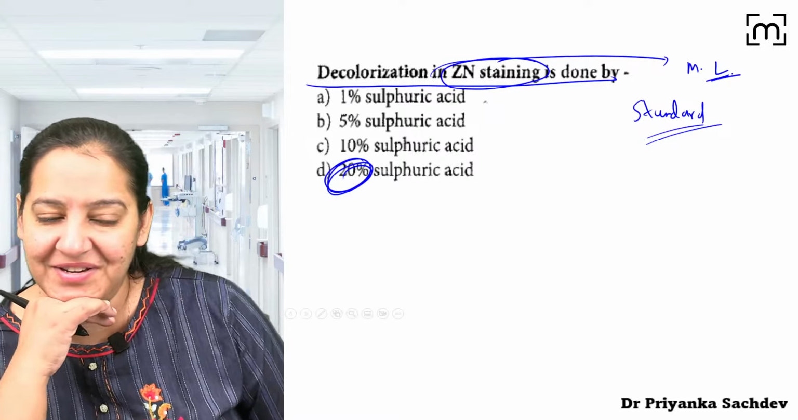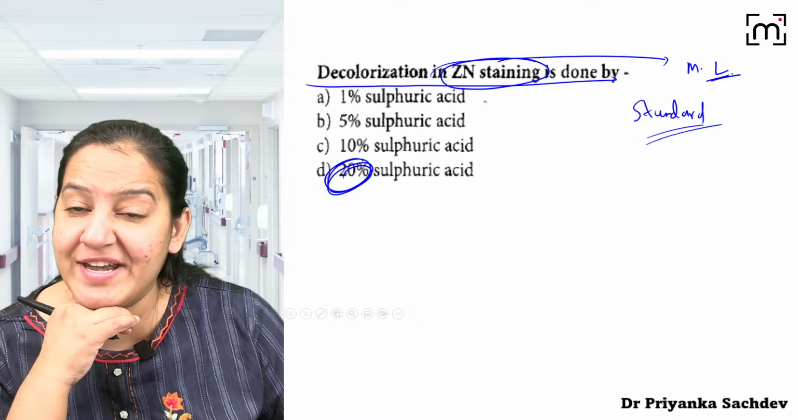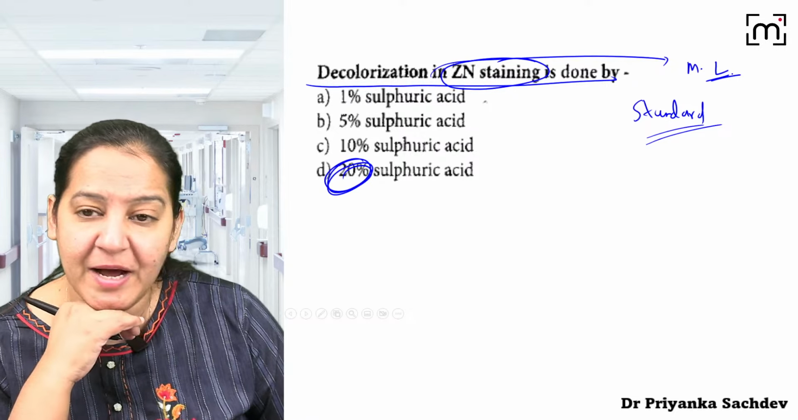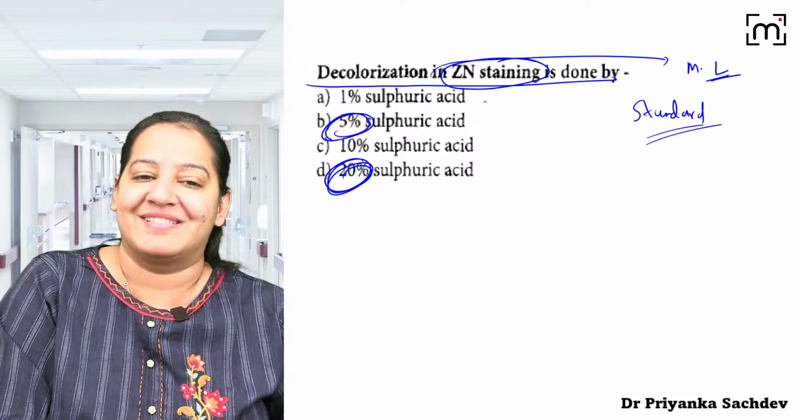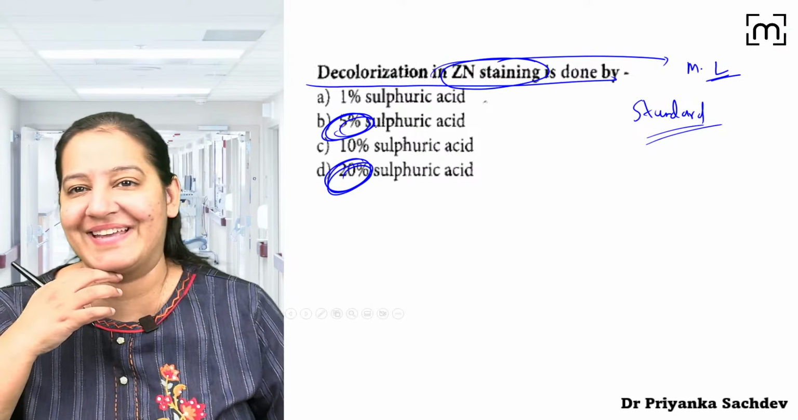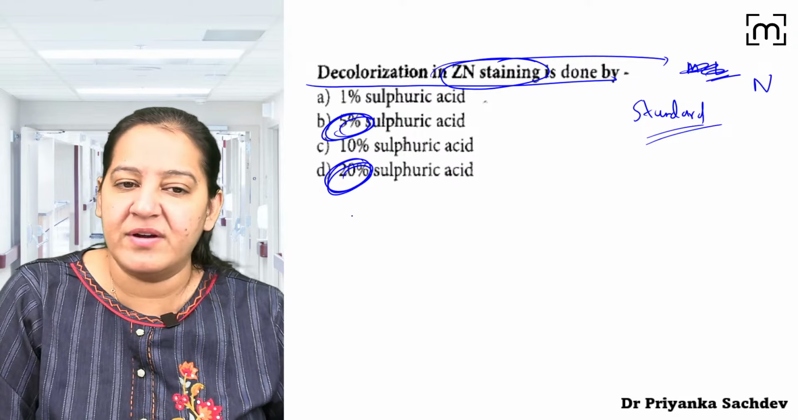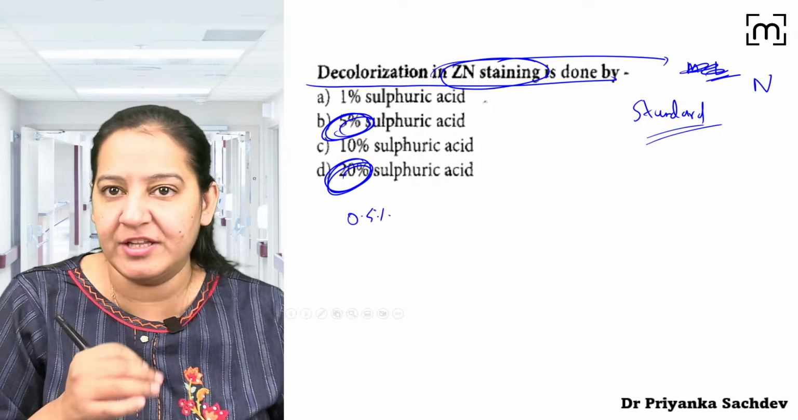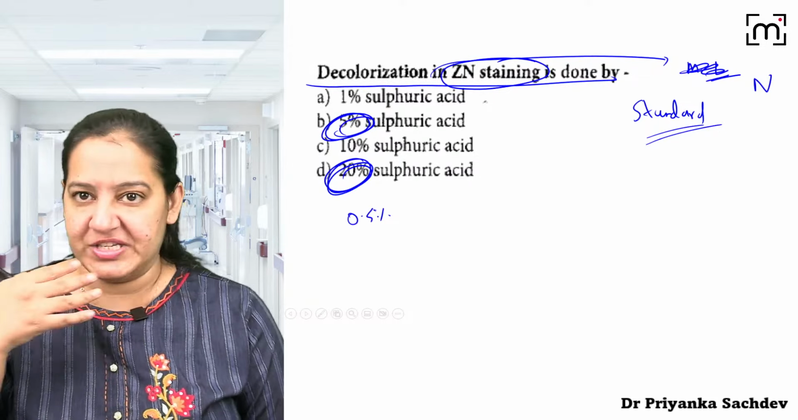is your answer? Instead of D, your answer will change now. Instead of 20%, it will become 5% for Mycobacterium leprae. If I mention the name of the bacteria, your answer will become B in that case. And if I mention Nocardia, but the option is not given, your answer will become 0.5%. It is not given in the options, but you should go for 0.5% for Nocardia. So in this way, various questions can come.